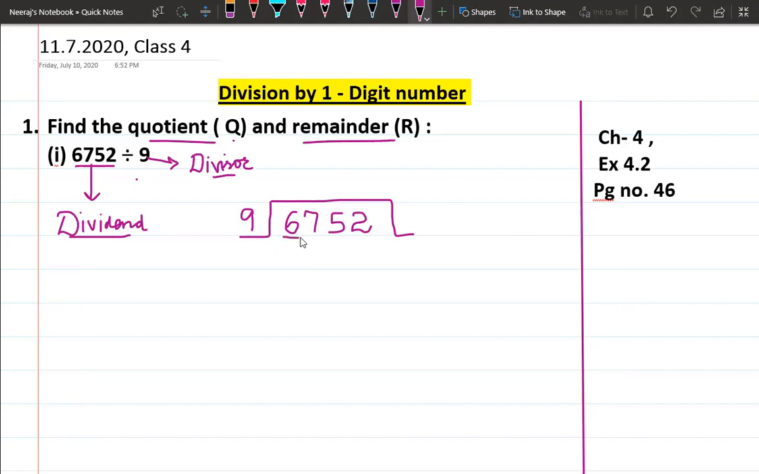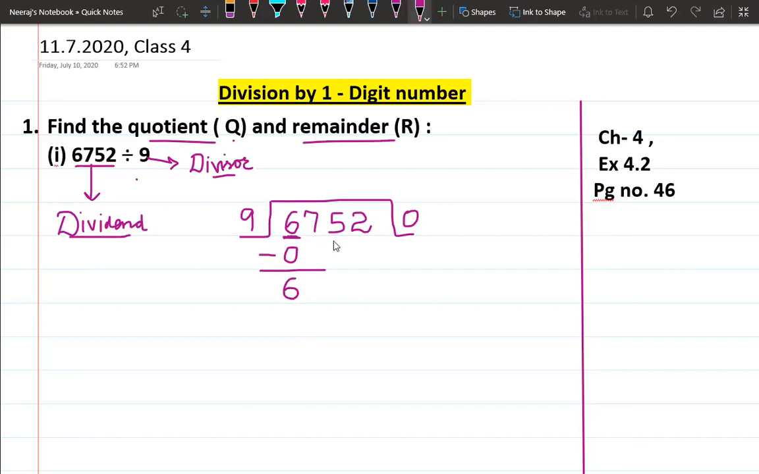So we have to divide the first digit 6 by 9. We cannot divide 6 by 9, so what will we do? We will go with 0 first, because 6 is smaller than 9. So we write 9 zeros are 0. Now you have to subtract. When you subtract 6 minus 0, your answer will be 6. And this will be your remainder.